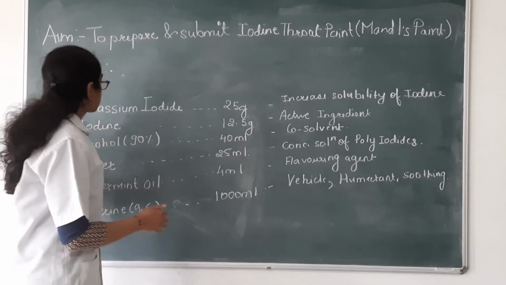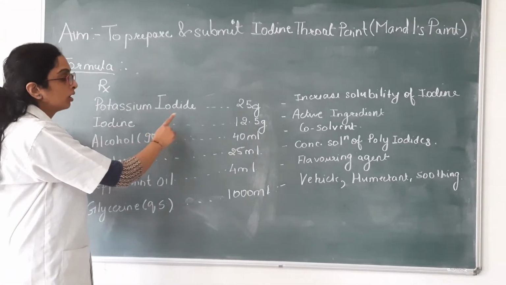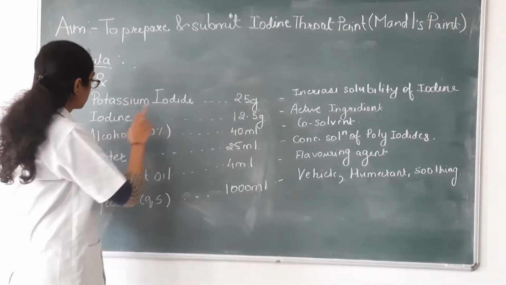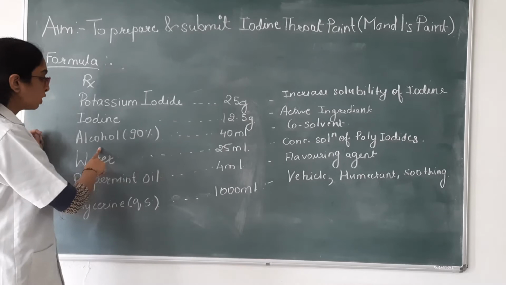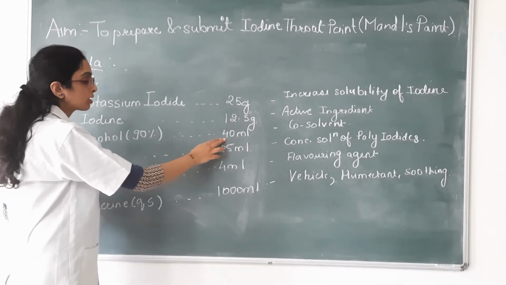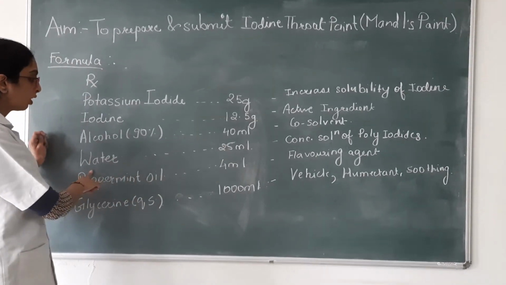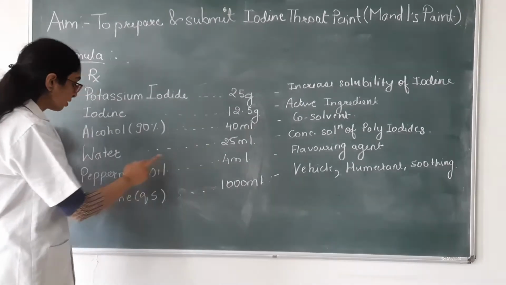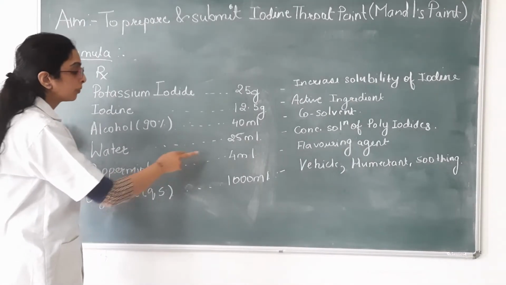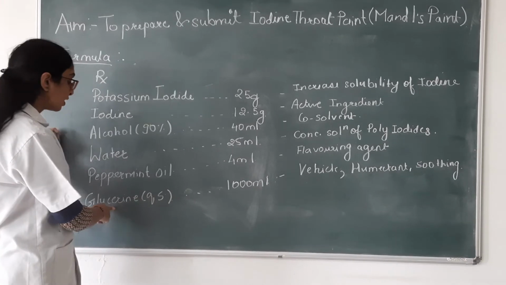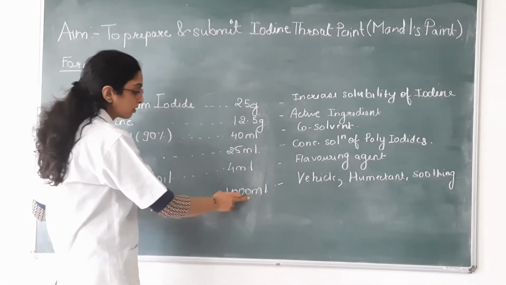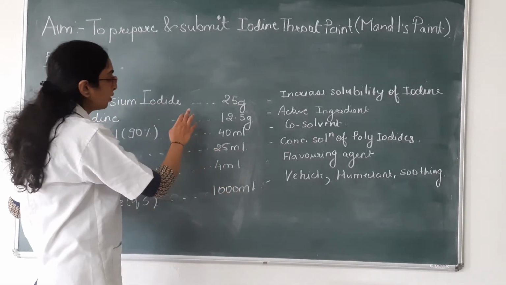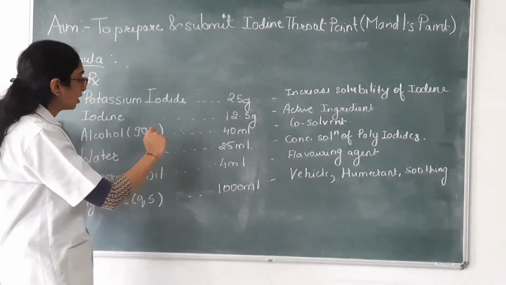Potassium iodide is 25 grams. Iodine is 12.5 gram. Alcohol 90% is 40 ml. Water is 25 ml. Peppermint oil is 4 ml. And glycerin, which is used as a solvent, is quantity sufficient to 1000 ml. Now we will see the role of the ingredients.